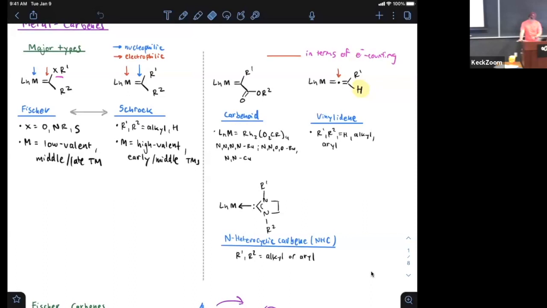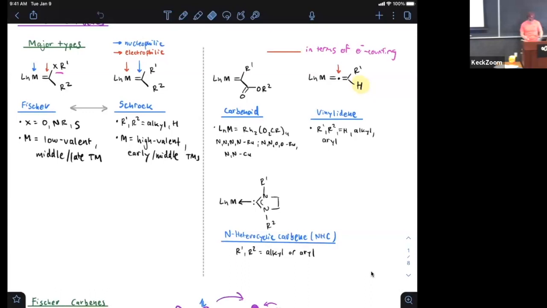In the Schrock case, the substituents on the carbon are typically alkyl or H, and they're often referred to as alkylidenes. The metal is in a high oxidation state, high valent, and these are typically early transition metals and can get into the middle of the transition metal series. And as we'll learn, we end up doing electron counting differently for these two species. That's one of the key takeaways here.